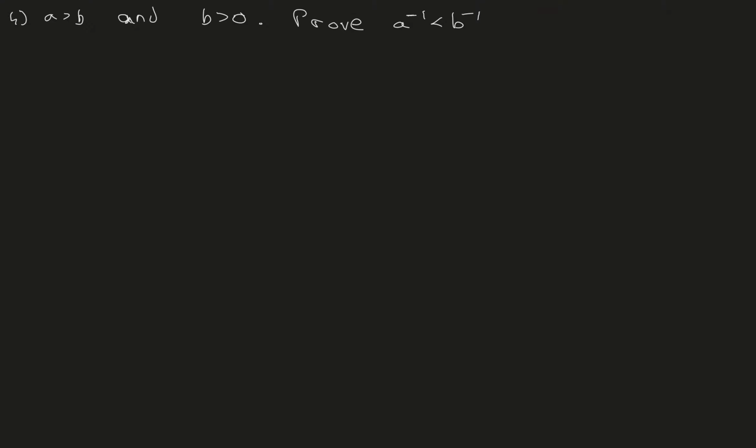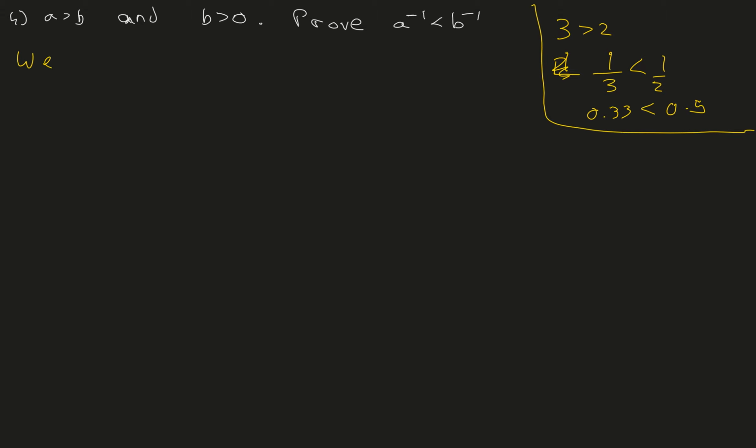So let's take a look at the final example for the video. We are told that if A is greater than B and B is greater than 0, we're told to prove that A inverse is less than B inverse. So for example, if 3 is greater than 2, then 1 over 3 is less than 1 over 2, which is right because 1 over 3 is 0.33 and 1 over 2 is 0.5. So we know this is right. Let's see how we can prove this.